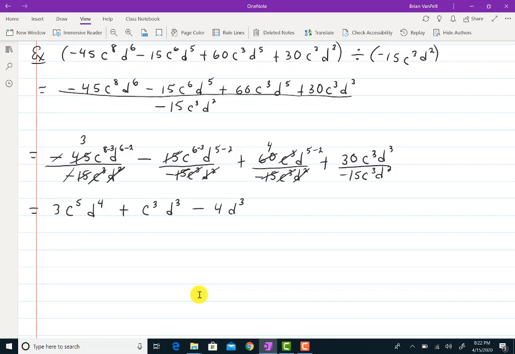And then for the last one, I've got a minus again. 15 goes into 30 twice. C cubed cancels all the way. D squared goes into d to the 3rd, and we end up with 2d.